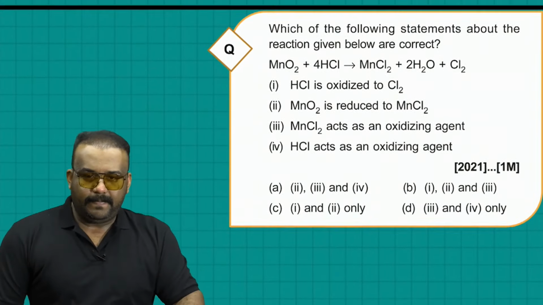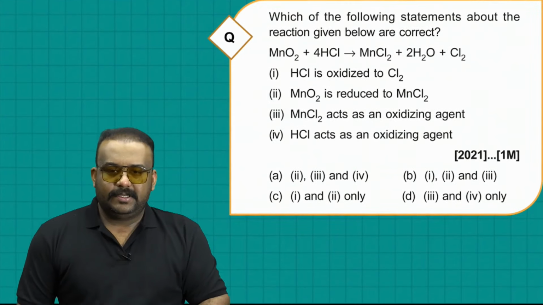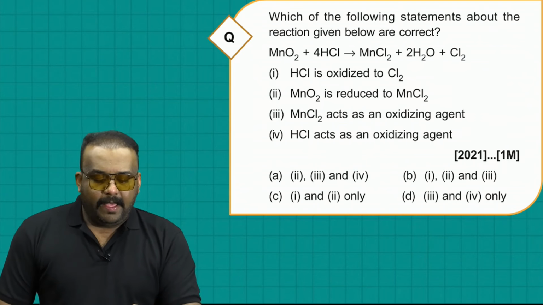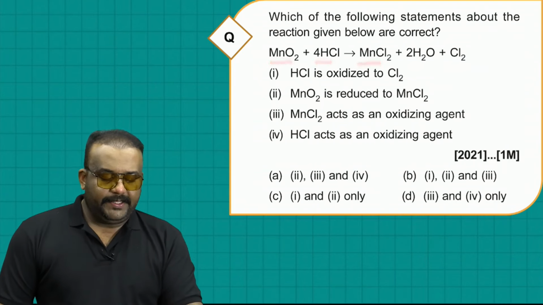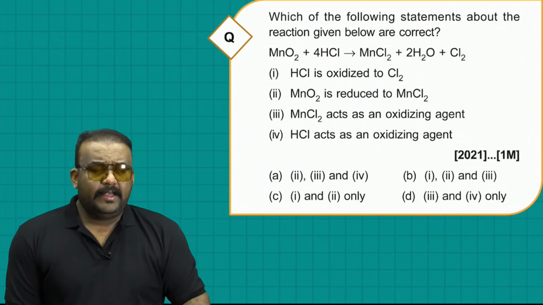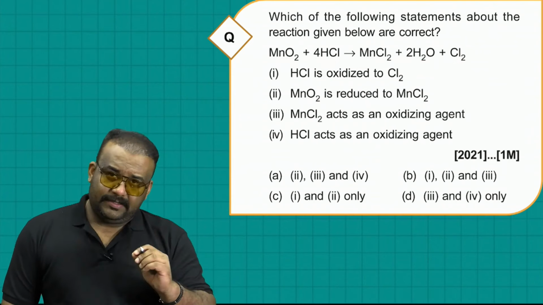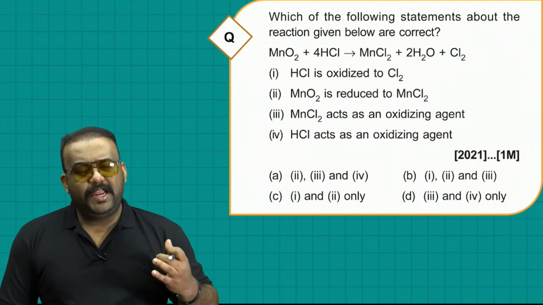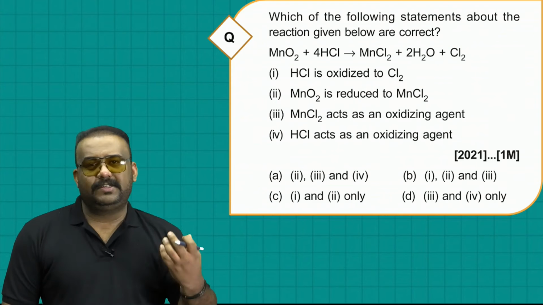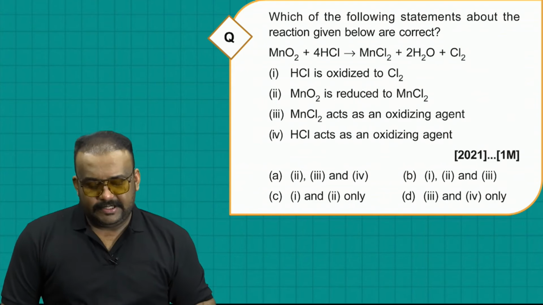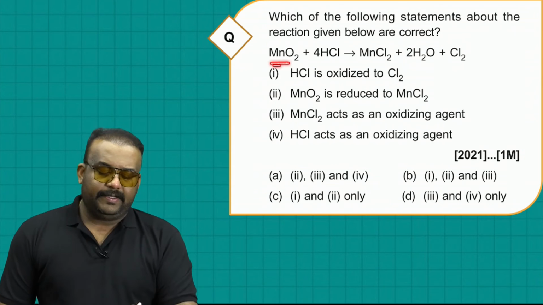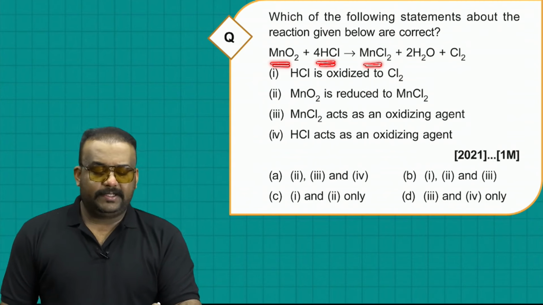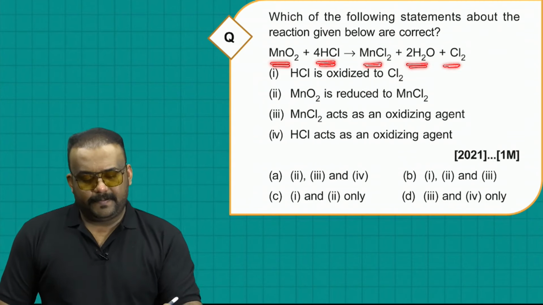The next question. Which of the following statements is true about the reaction given below? MnO2 plus HCl gives MnCl2 plus H2O plus Cl2. See, this particular reaction has been asked a number of times in board exams. I would say it is one of the most repeatedly asked questions from redox reactions. So, manganese dioxide combining with hydrochloric acid to form MnCl2, manganese chloride, plus water plus Cl2.